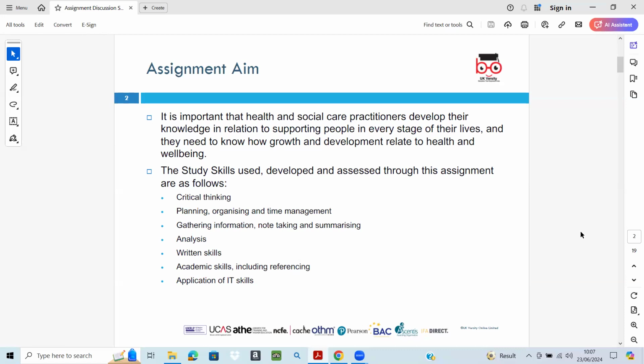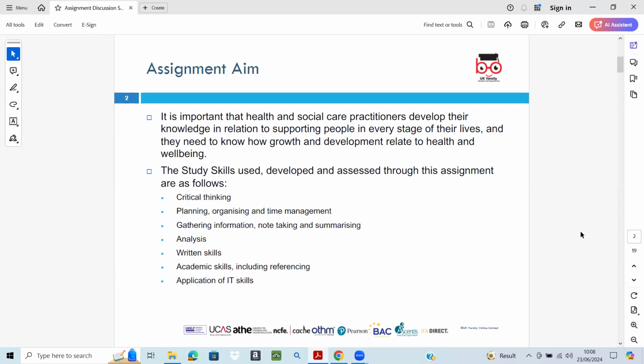Then we have analysis. Health and social care practitioners must be adept at analyzing complex situations, data, and service user needs to provide personalized and effective care. Analytical skills are essential for identifying patterns, trends, and potential risk factors.